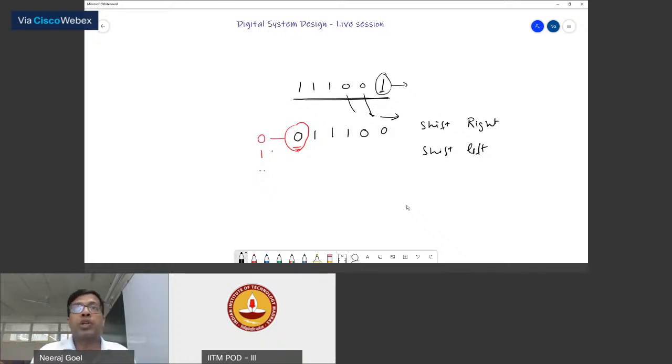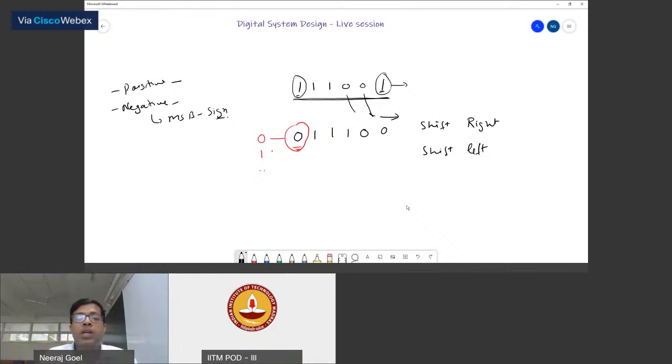Now you remember that there are two kinds of numbers, either it could be a positive number or it could be a negative number. If it is a positive number, then all of these bits will have the same understanding or basically the same pattern. But if it is a negative number, then the MSB means sign bit.